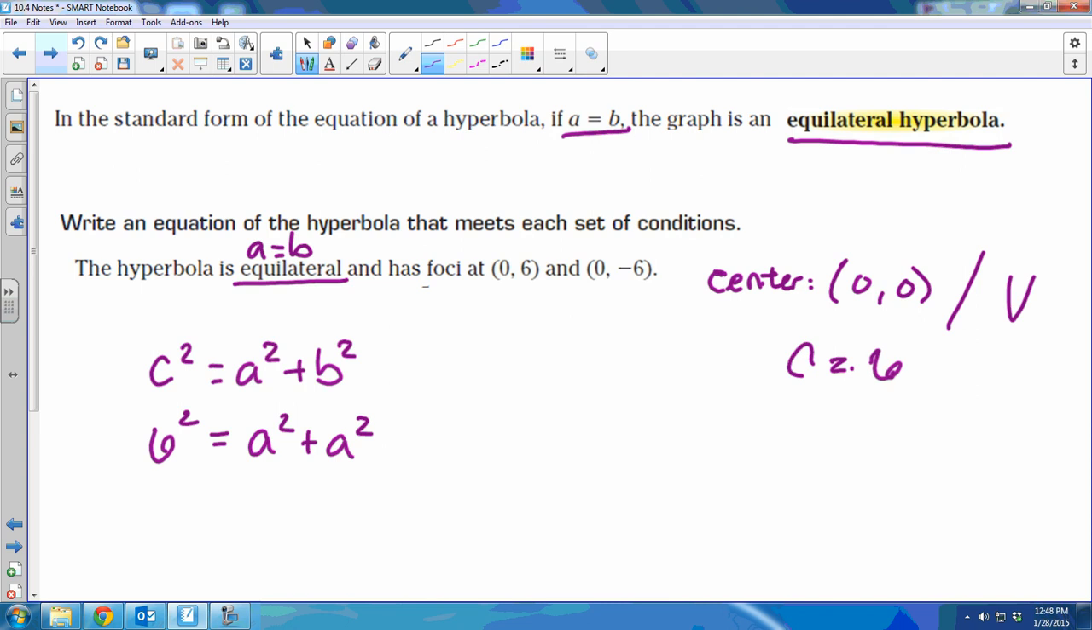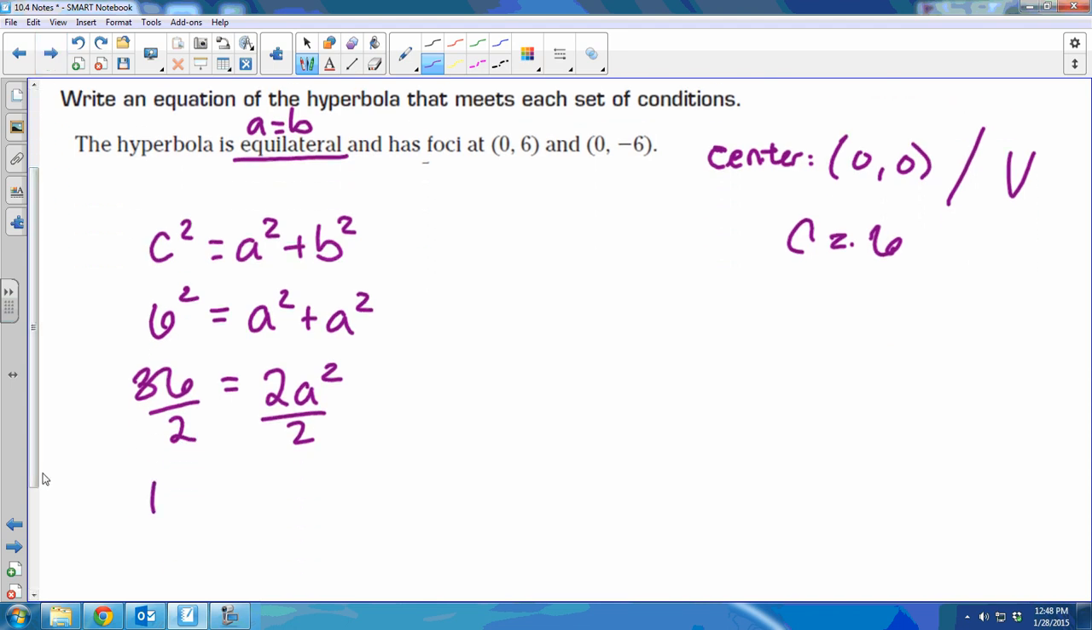That'll be 2A squared. So 36 equals 2A squared. And we're just going to do some algebra. So we divide by 2. So 18 equals A squared. And for the equation, do I really need to know what A is? No, I just need to know what A squared is. So I'm just going to leave it like that. Because A is going to be the square root of 18. Gross.